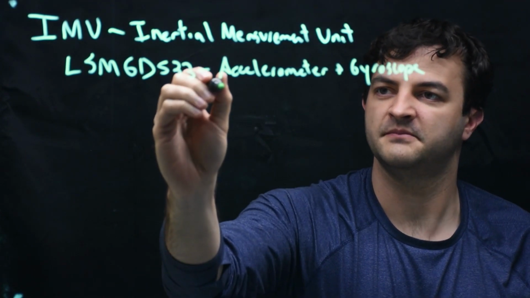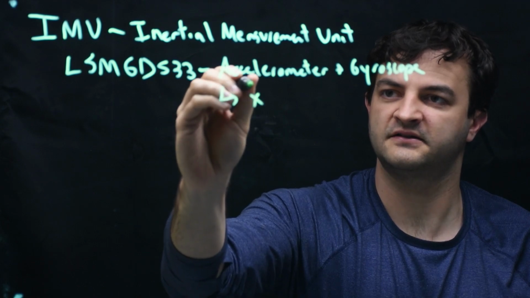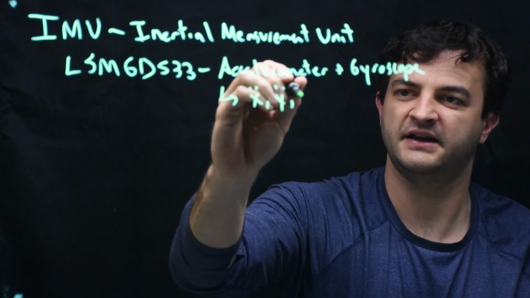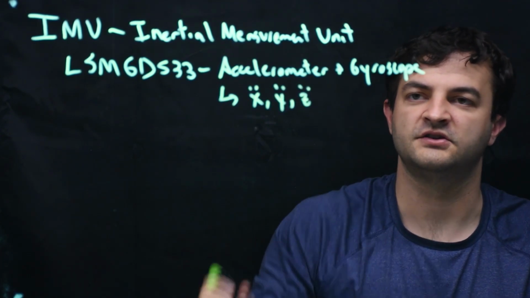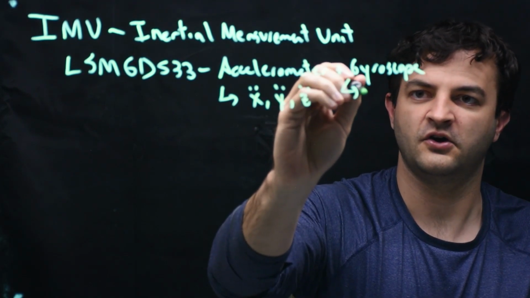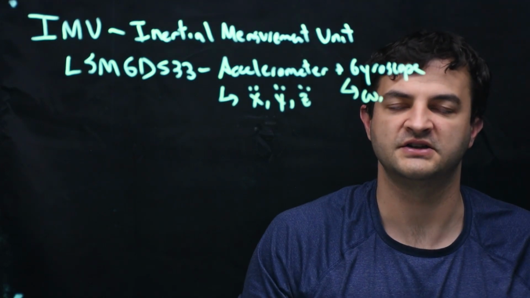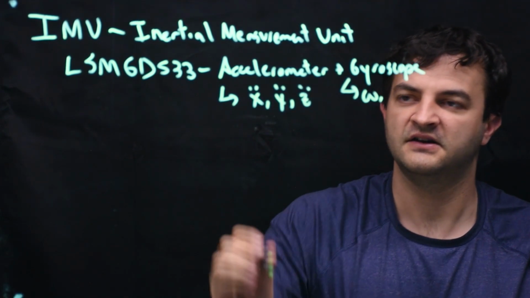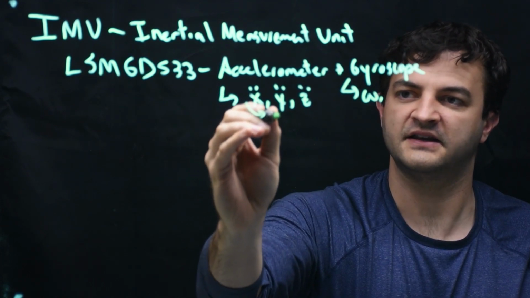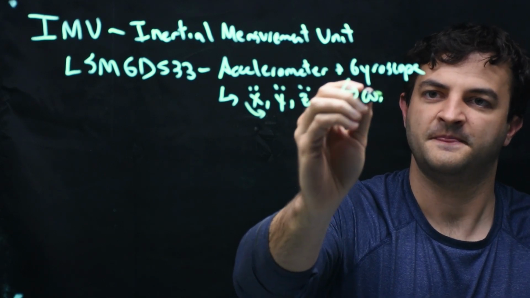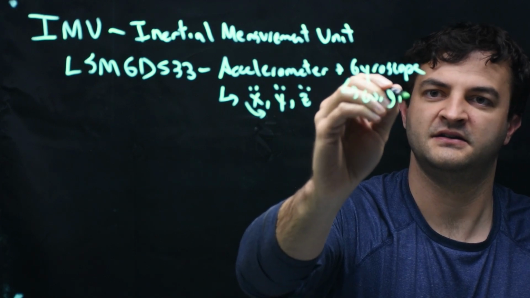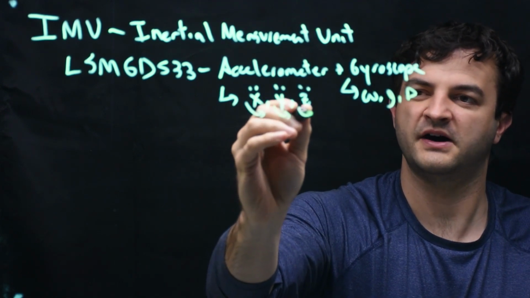So the accelerometer measures our acceleration, or x double dot, and it's in three axes, so it also measures y double dot and z double dot. The gyroscope measures angular speed, so it measures omega, our angular speed about the x-axis, as well as the rotational speeds around our other axes, let's call them gamma and delta or something, which are the speeds around x, y, and z.